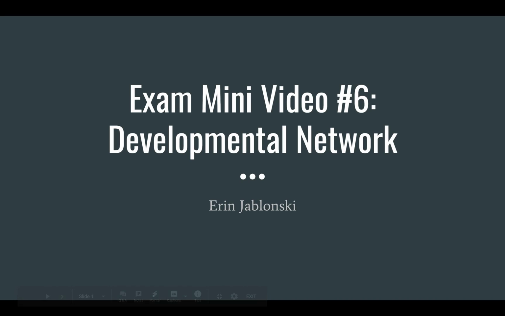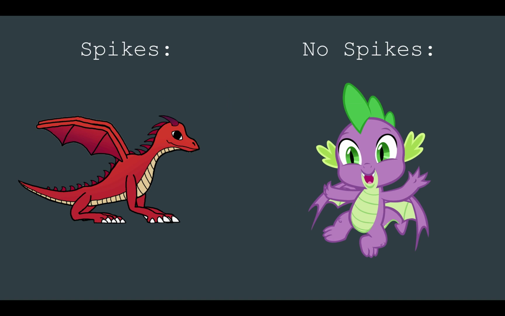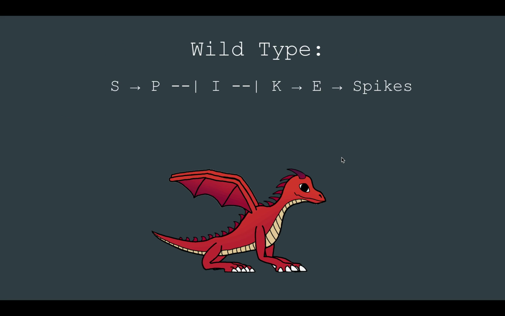For examining video number 6, I did the developmental network, which is the second topic. In this presentation, these will represent dragons with spikes, and these will represent the dragons without spikes. For the wild type sequence, spikes will be produced and shown, as you can see from this dragon.